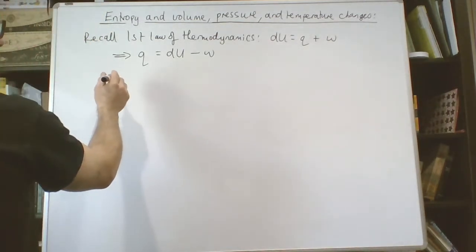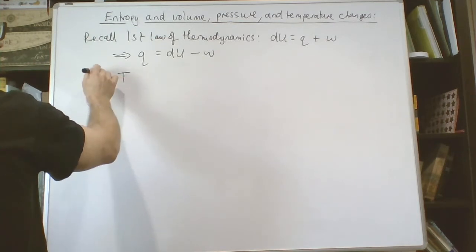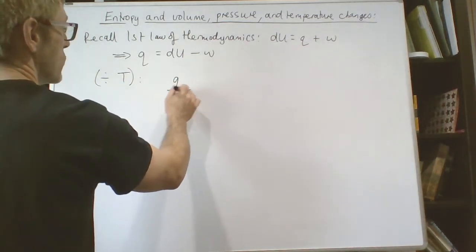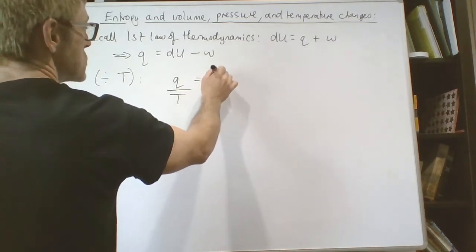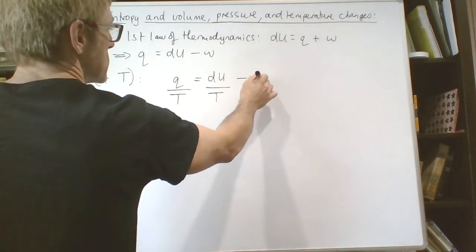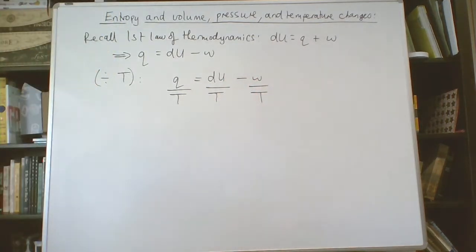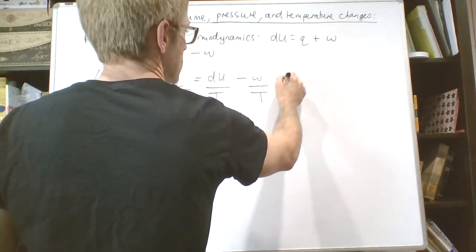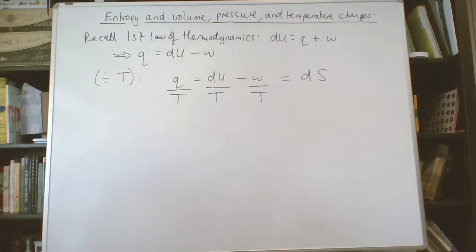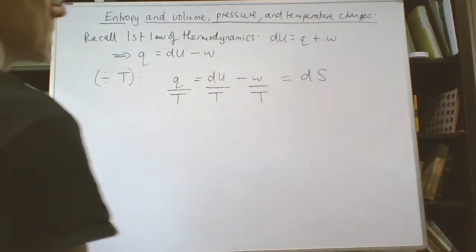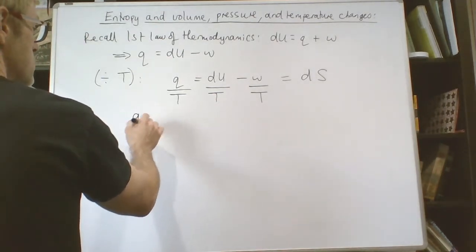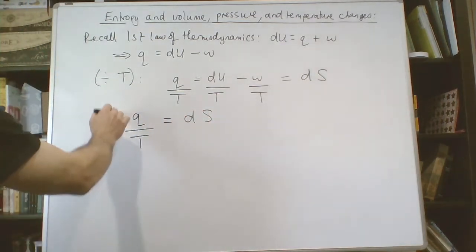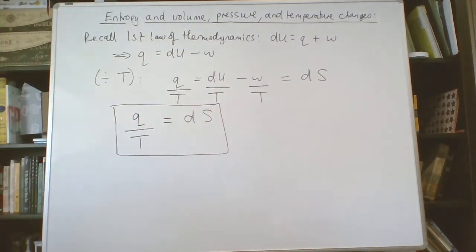And now we're going to divide through by temperature. So we get heat over temperature in Kelvin is change in total internal energy over temperature minus work over temperature. And we state that the change in heat per unit temperature is the change in entropy of the system. So let's phrase this: the ratio between heat and temperature is an entropy change.